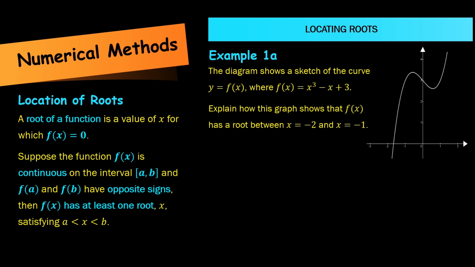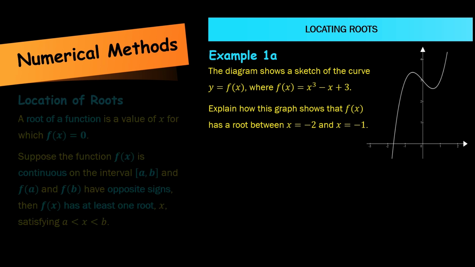So let's take a look at part A first. The diagram shows a sketch of the curve y = f(x), where f(x) = x³ − x + 3. Explain how this graph shows that f(x) has a root between x = −2 and x = −1.